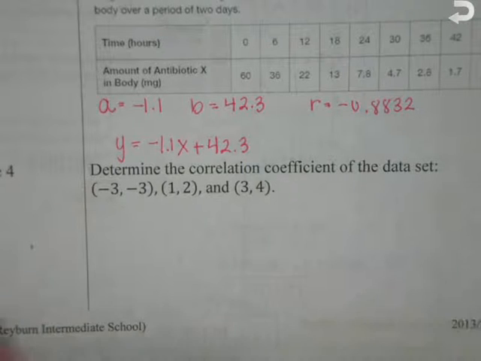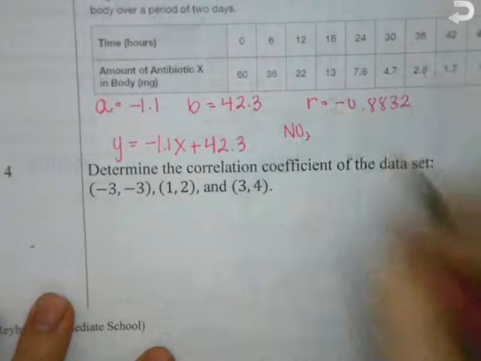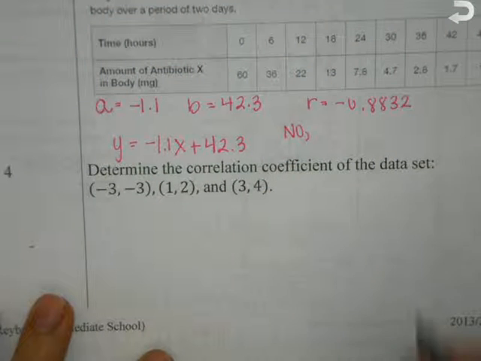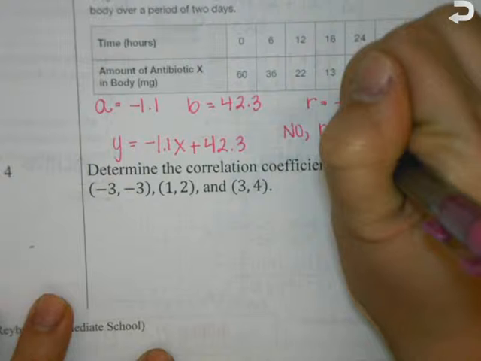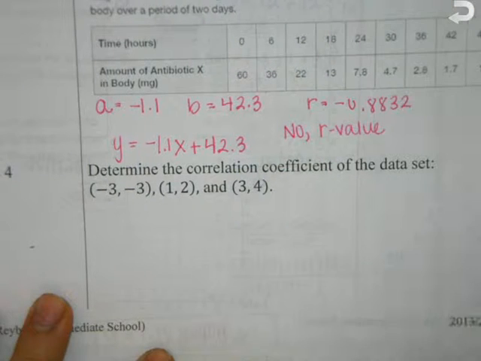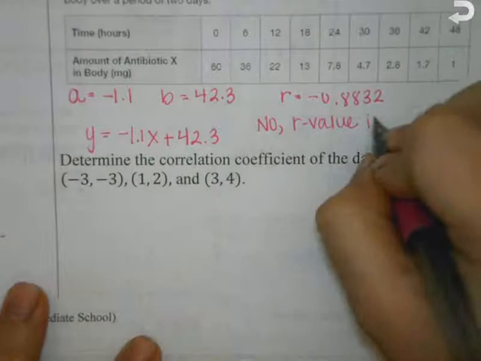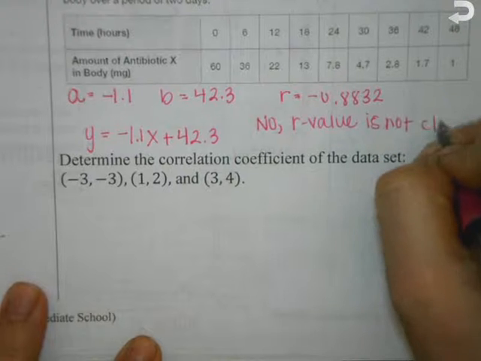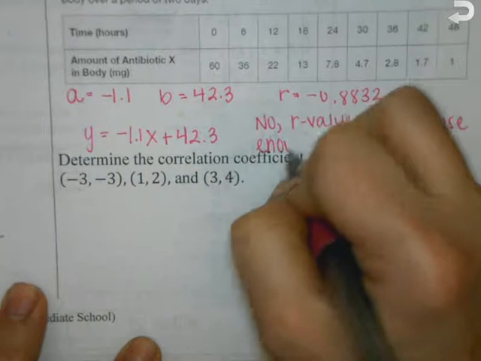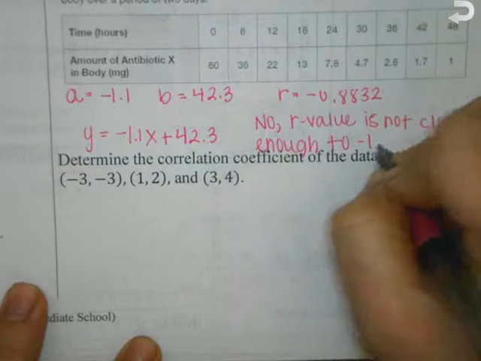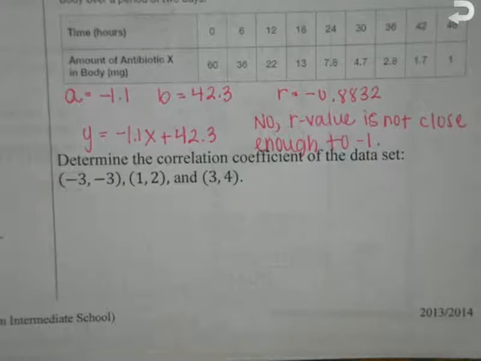-0.8. Is that close to 1, or to -1? Somewhat, but is it super, super close? No. So do you think this would be a super great line of best fit? No. So I would say that no, because the R value is not close enough to 1 or to negative 1. Okay, and if we were to graph this, I'm going to show you what the graph looks like.